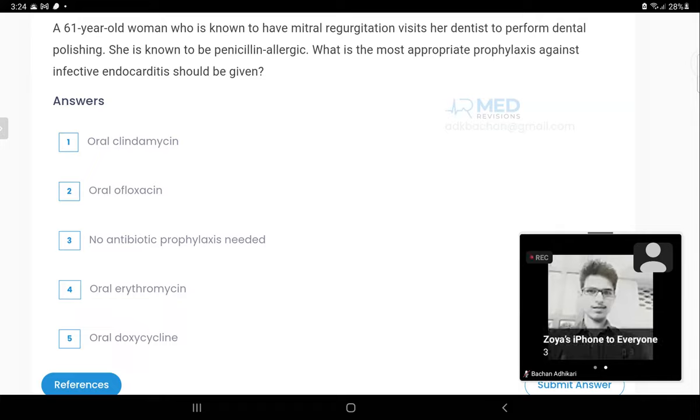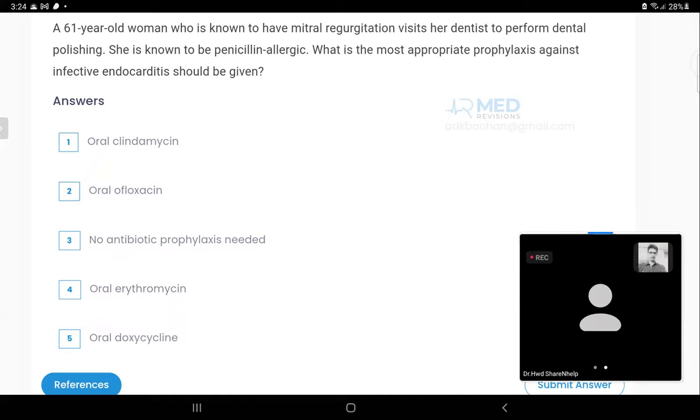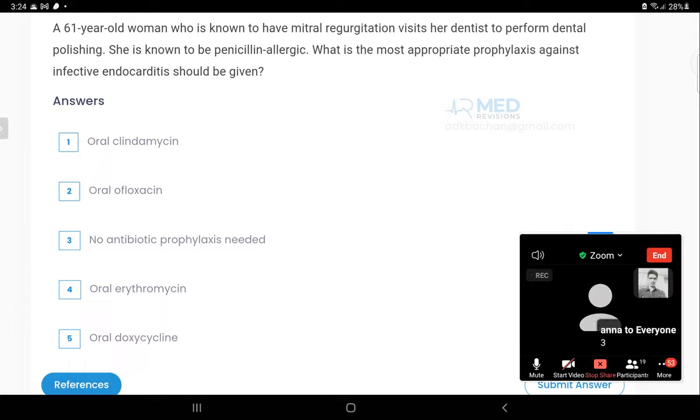Okay, no antibiotic prophylaxis, Dr. Zoya says that. Dr. Bachchan, Dr. Nori, Dr. Behram, Dr. Briven, Dr. Samir, what do you guys think? Dr. Anna says 3. Okay, Dr. Hina also says 3. Quickly, quickly, guys, because you're going to have no time when you answer on your exam. And I'm preparing you.